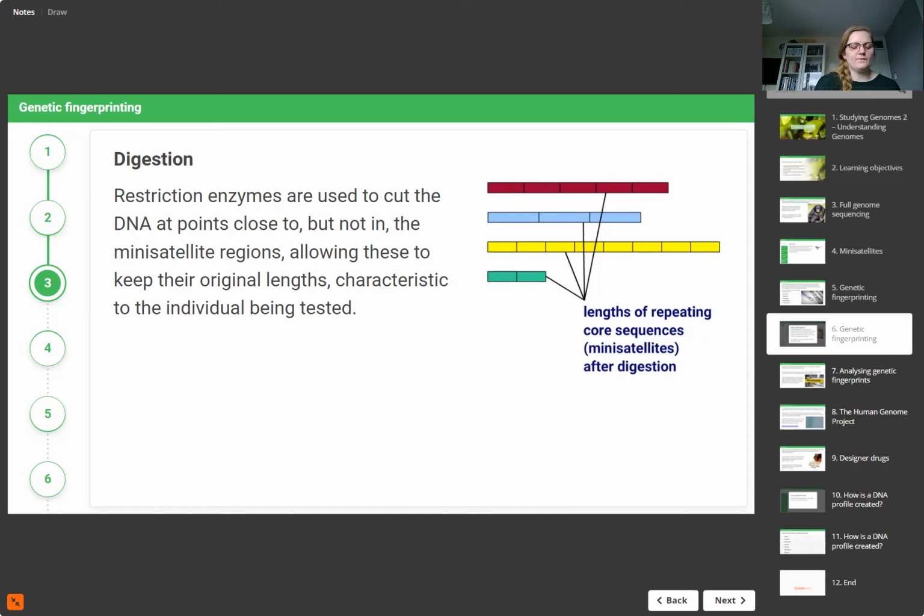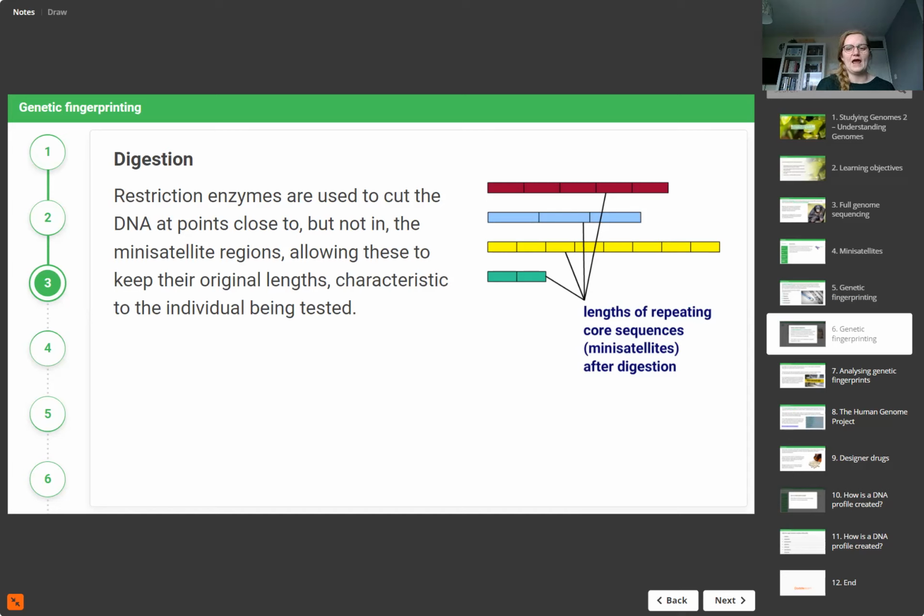So again, that's really, really important. These restriction enzymes are also sometimes named primers, so you can hear restriction enzymes and primers used interchangeably. They cut at the points, and we don't want to cut in the repeats because then we could lose stuff. So we cut very, very close to those regions that we want to test for.